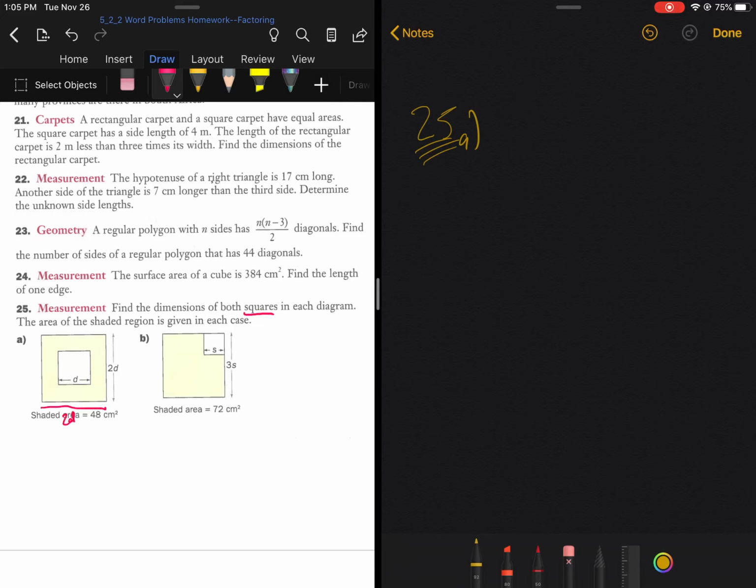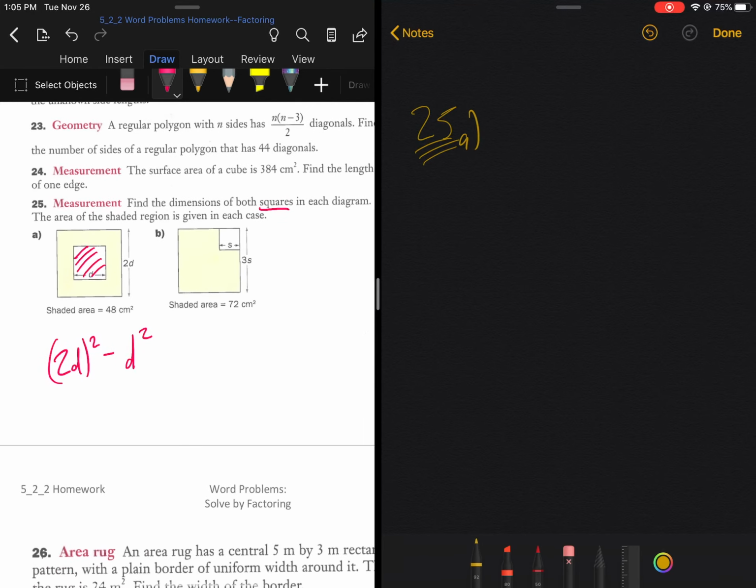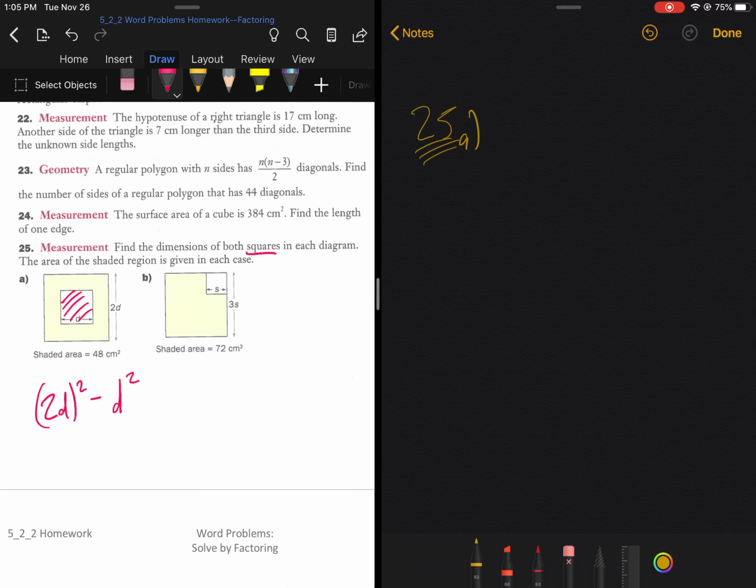What's our shaded region equal to? Well, they call them squares, so that means it's 2D as well, which means if that's D, then that's half a D. Anyway, let's solve this question. The full square is equal to 2D times 2D, which is 2D squared. We have to take away this inner square, minus D times D, which is D squared.